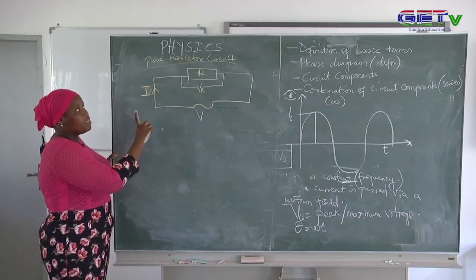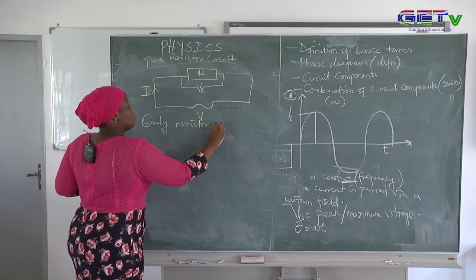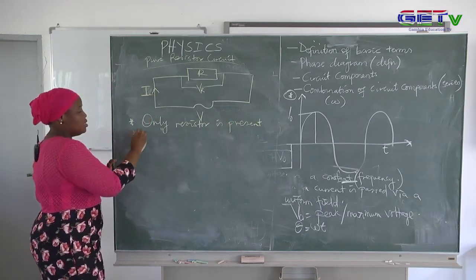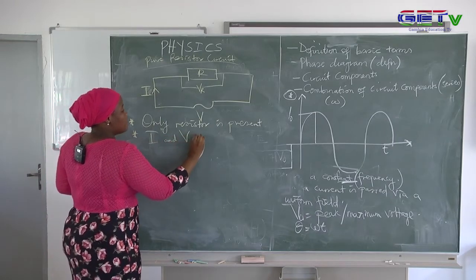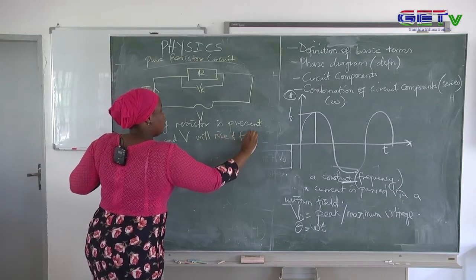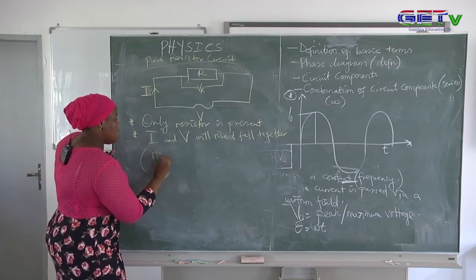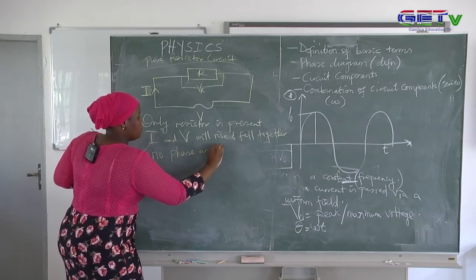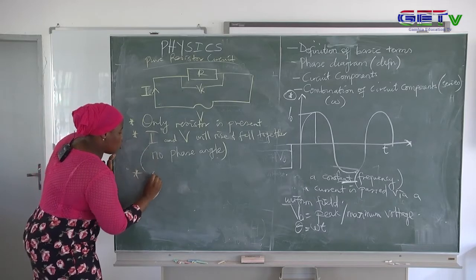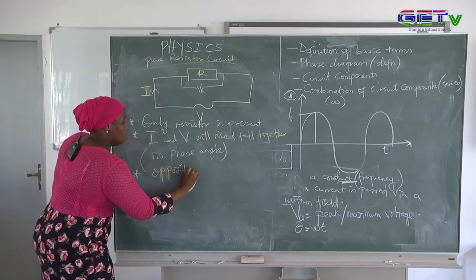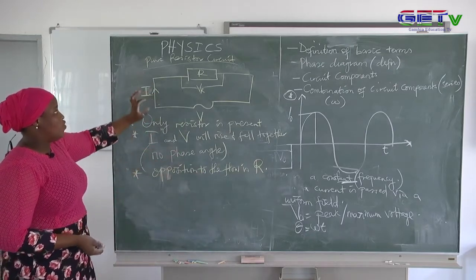In a pure resistance circuit, like I said, only the resistor is present. That's the first thing you note. The second thing you note is that the current and the voltage, I and V, will rise and fall together. And this simply tells us that there is no phase angle in between the two, since the current and voltage rise and fall together. Is that understood? And the opposition to the flow of current is the resistor. It is only the resistor that opposes the flow of current in this circuit.